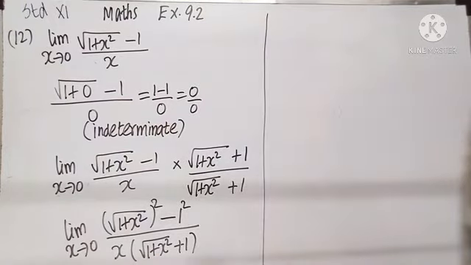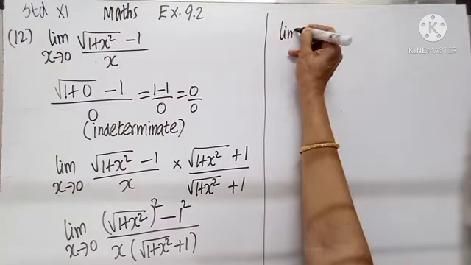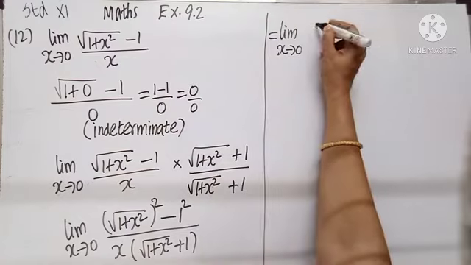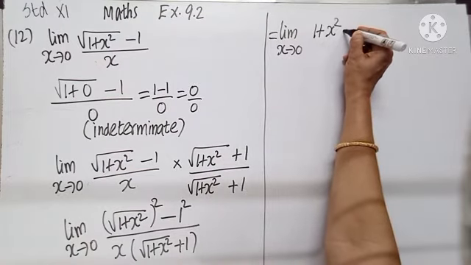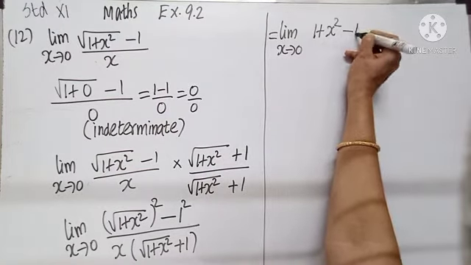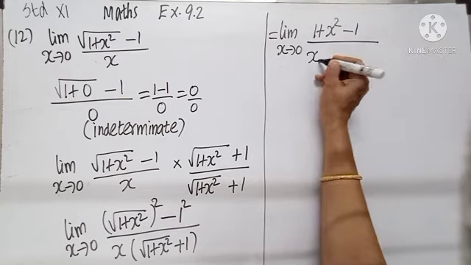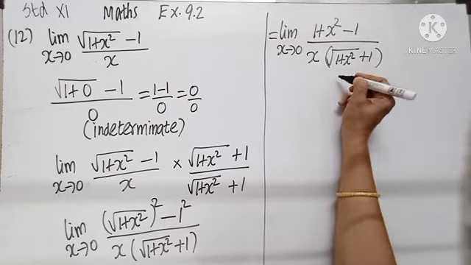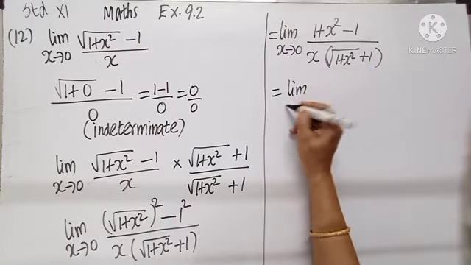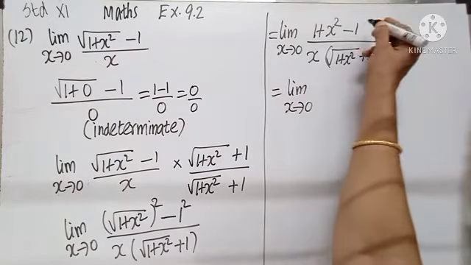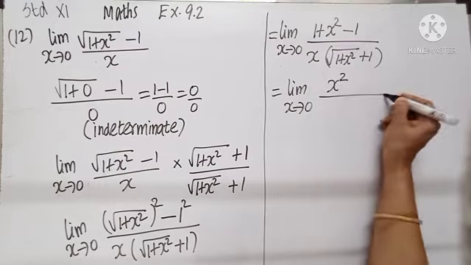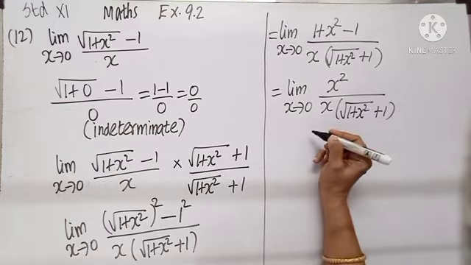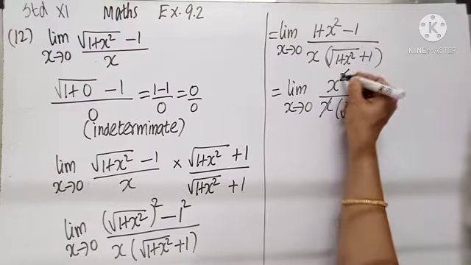As we try to simplify the numerator, limit x tends to 0. Root and square cancel. I get 1 plus x square minus 1. Denominator x into root of 1 plus x square plus 1. As we simplify, limit x tends to 0, 1 cancels. x square by x into root of 1 plus x square plus 1. I can cancel one x and the square.